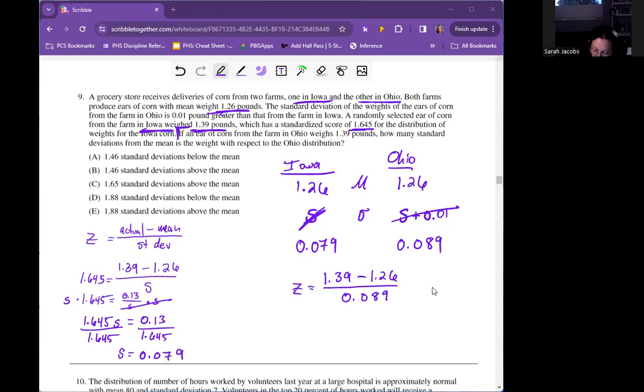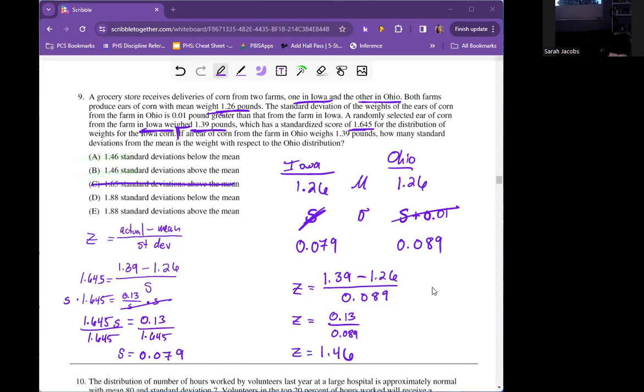So when I do this, I'm going to get, again, 0.13 in the numerator, 0.089 in the denominator. And pop that in my calculator, and I get a z-score of about 1.46. That's handy because two of them say that. However, be very, very careful because there are two answer choices that say 1.46.